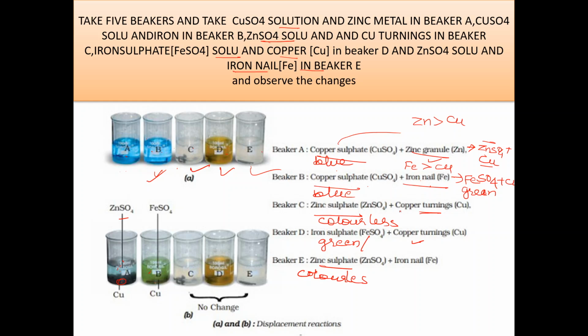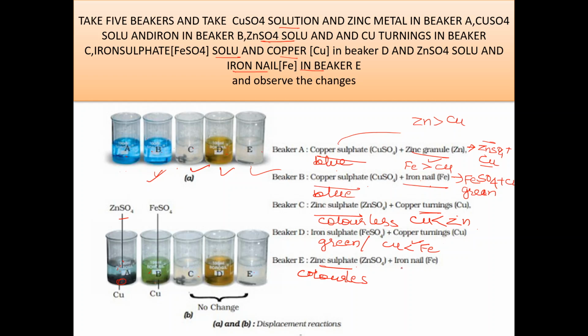In beaker C, zinc sulfate plus copper turnings, no change. Why is this reaction not taking place? Because copper is less reactive than zinc. Followed? So zinc is more reactive, means copper is less reactive than zinc. Iron sulfate and copper turnings, this one D, no change. Why? Because we have already seen that iron is more reactive. It means copper is less reactive than iron. So this displacement reaction cannot take place.